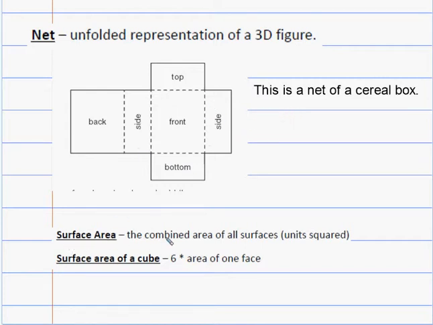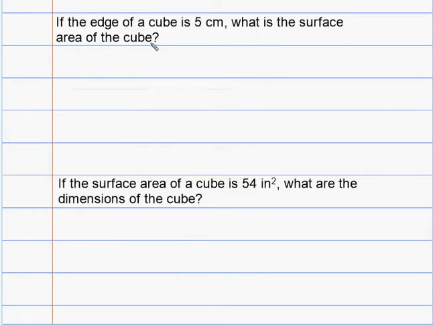Surface area is the combined area of all surfaces, and again, because we're talking area, it is units squared. And the surface area of a cube, because it has 6 congruent faces, you take the area of one face and you multiply it times 6. Okay, so let's do 2 sample problems. If the edge of a cube is 5 centimeters, what is the surface area of a cube?